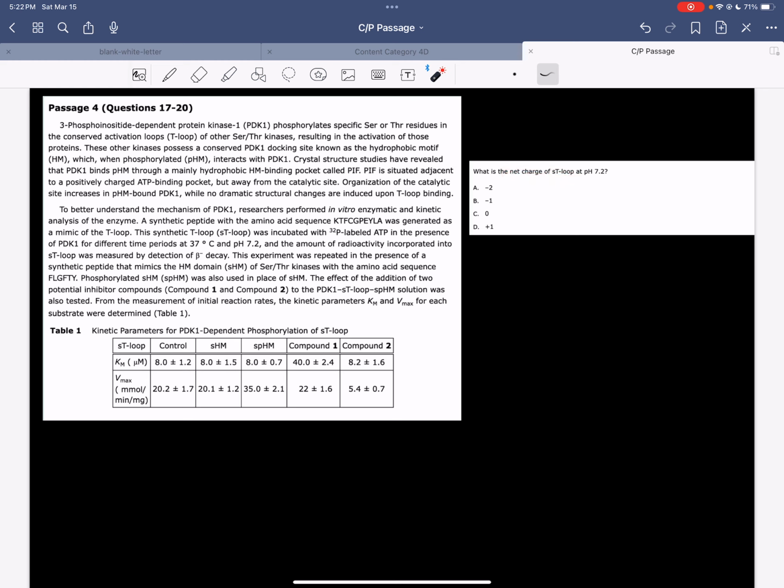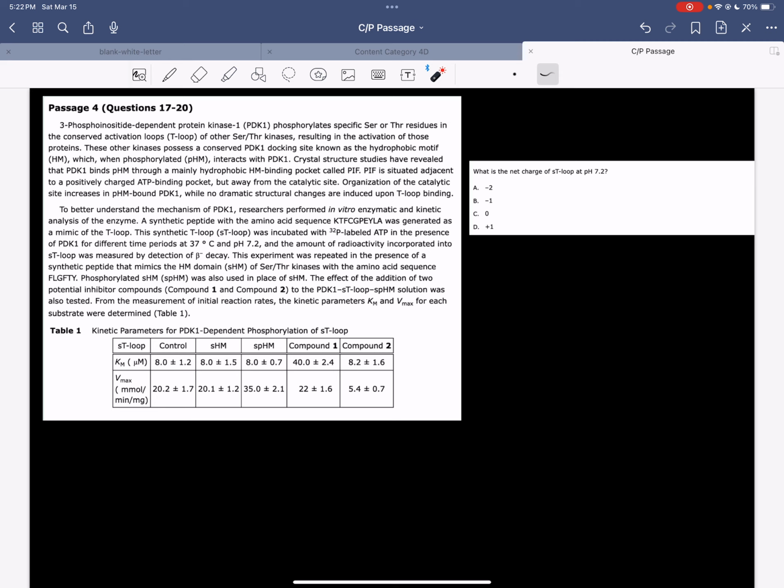So for this question, it is asking for the net charge of ST loop at pH of 7.2. I don't need to know what ST loop is or whatever. I just need to know what about ST loop will pinpoint me to tell me what is the net charge of ST loop. So I'll go to the passage. I'm going to skim through, look for the first time they mention ST loop, and look around that specific portion where they mention ST loop, and see if I'm able to find some clues that I could use to deduce the net charge of ST loop.